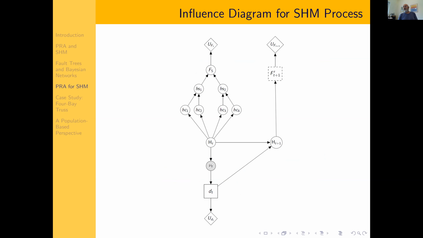Now, this is the analogous type of process for that SHM problem that we've got. We're going to measure some feature data. We're going to infer some health state from that data. This is the standard SHM problem. We're going to classify the thing. And then on the basis of that, we're going to work out whether or not the structure fails or not.